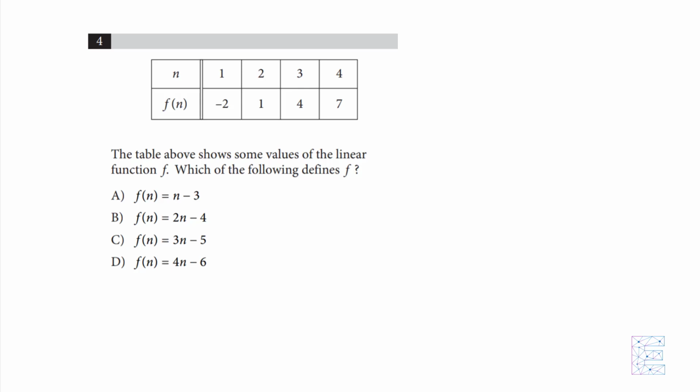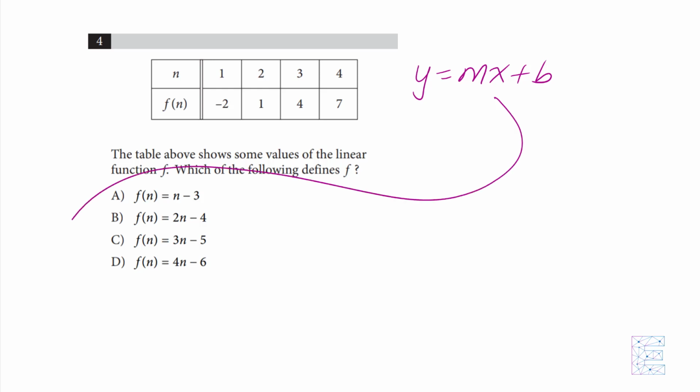The table above shows some values of the linear function f. Which of the following defines f? So by looking at the choices, we see that we need to write a linear function based on this table. If you're going to write a linear function, remember, we want to write an equation in slope-intercept form, and we know this because that's the form that's used in all of these choices right here.